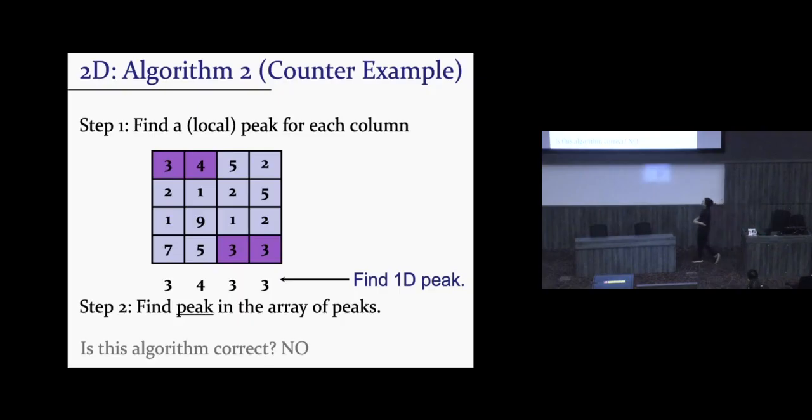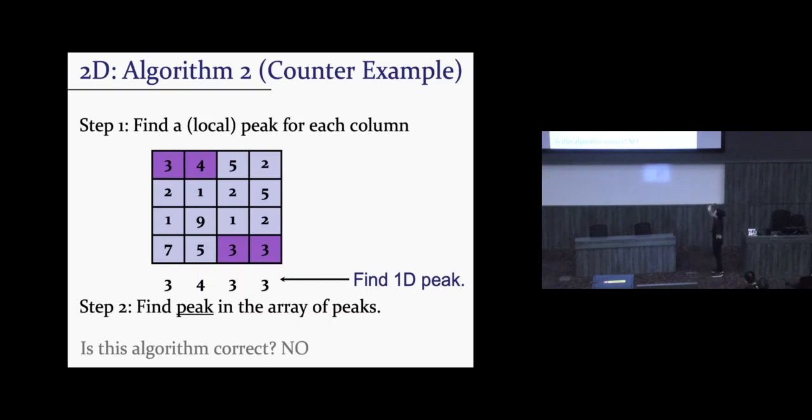Okay, so let's think about this a little bit. Why is this an issue? Why is it not enough that we find peaks in the columns? I think here we have an example. Let's say we take this array: 3452, 2125, 1912. I'm just reading out values at this point.